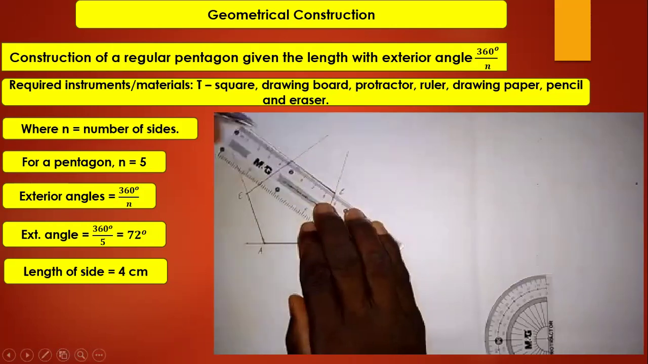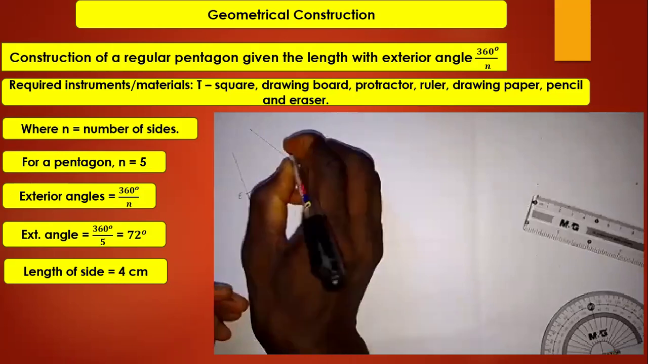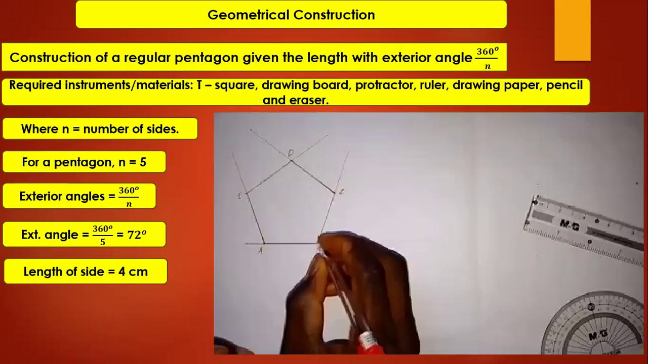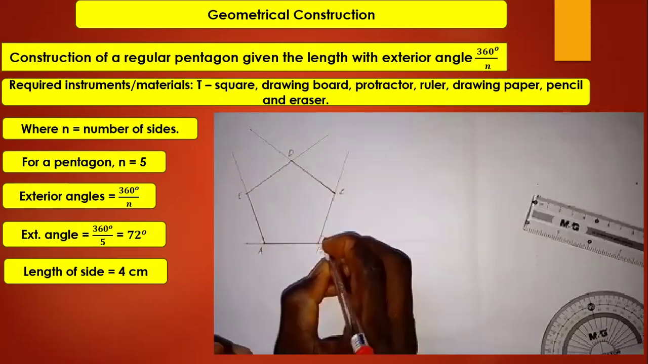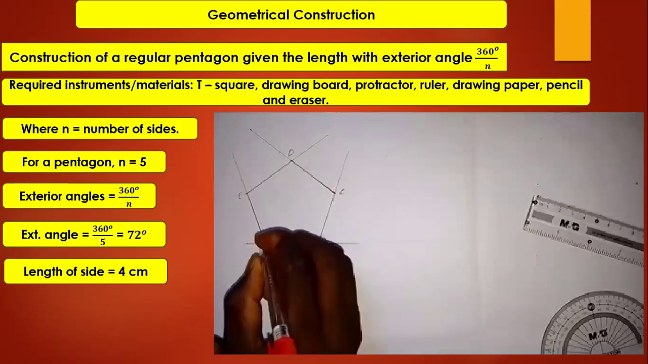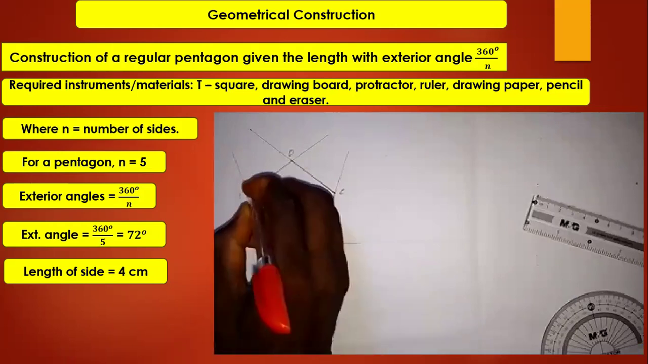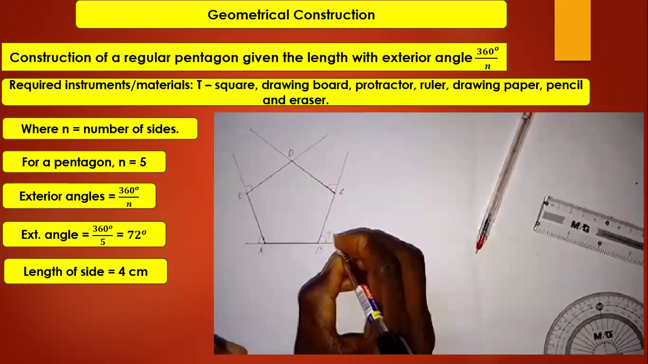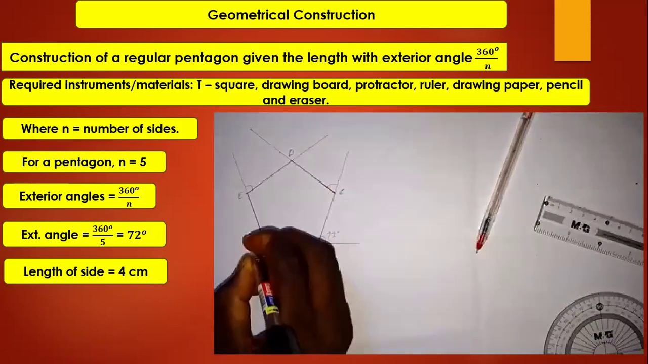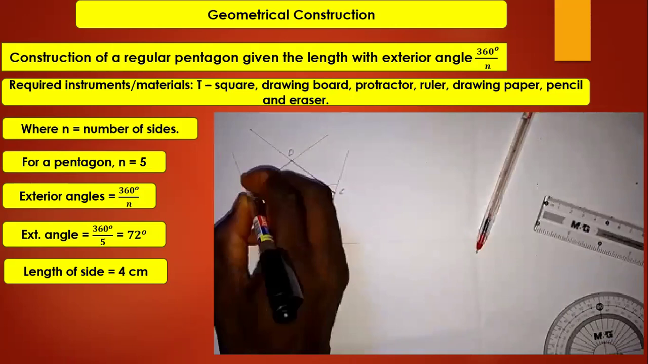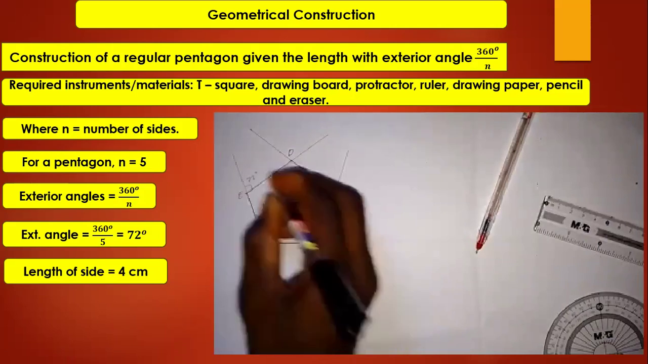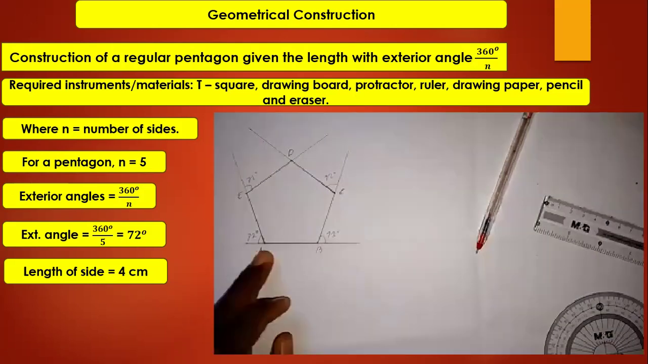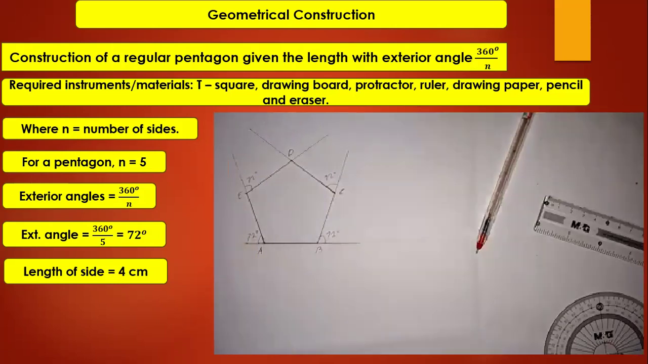So this is for the vertex. Don't forget that this angle here, this angle that we have here, and this angle here, they are exterior angles, and each of them is 72 degrees. So this angle is 72 degrees. This angle here is also 72 degrees. This angle is 72 degrees, and this angle is 72. So let's take note of that. And the length of each side of the polygon is 4 centimeters.